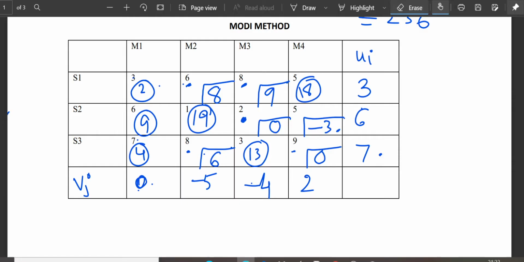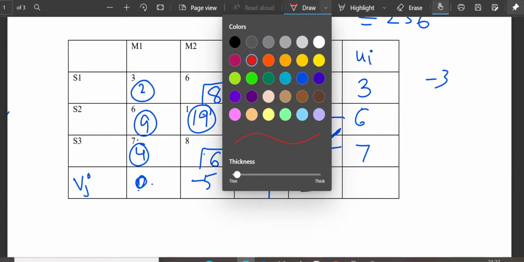I have to make a loop from this 3. Right? And if suppose I am having one more negative delta ij, I will choose the smallest. This minus 3 means that the cost can be reduced by 3 rupees per unit. Okay. So I will make a loop from here. So just make a loop.